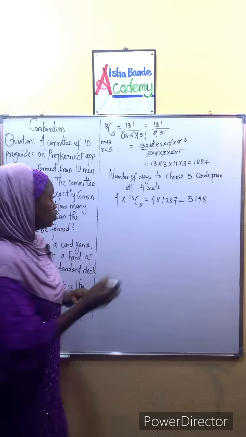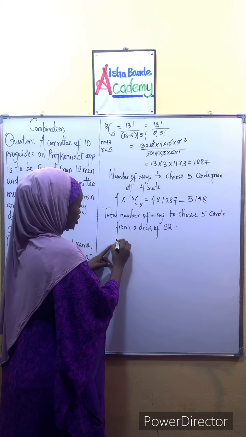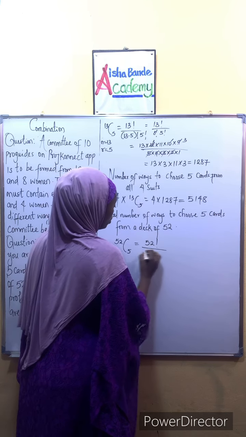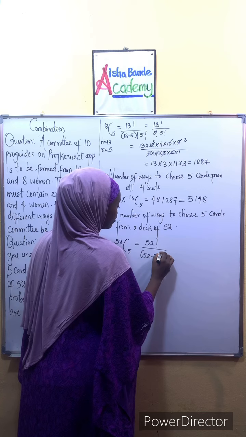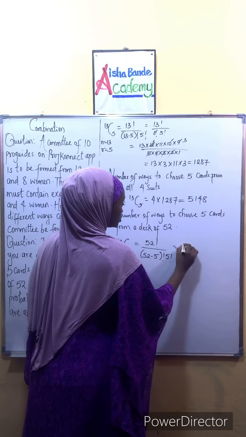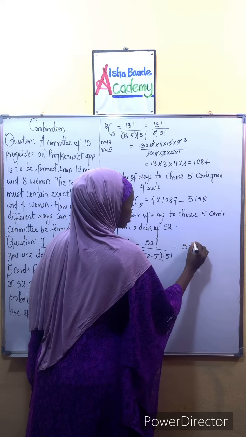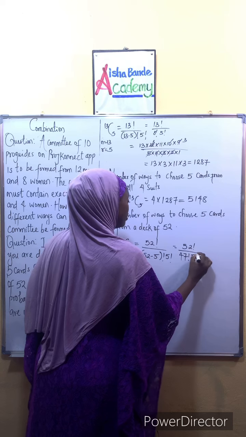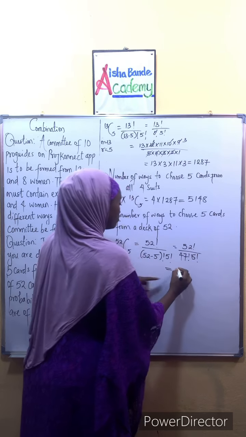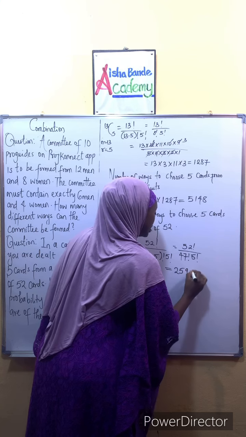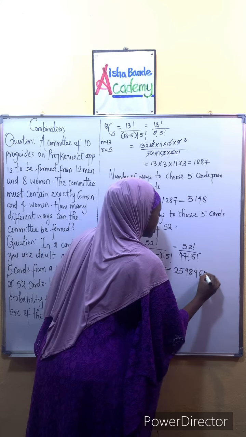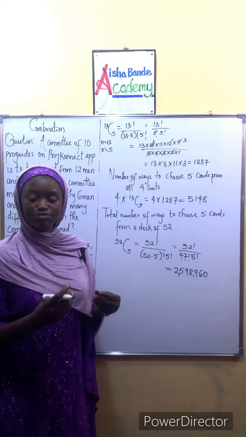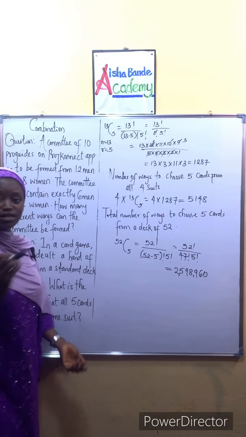The next thing is for us to calculate the total number of ways to choose 5 cards from a deck of 52. Okay, so this is going to be 52 combination 5. So this is going to be 52 factorial all over 52 minus 5 factorial times 5 factorial. So this is equal to 52 factorial all over 47 factorial 5 factorial. So when we solve this, we're going to have a value of 2,598,960 ways.